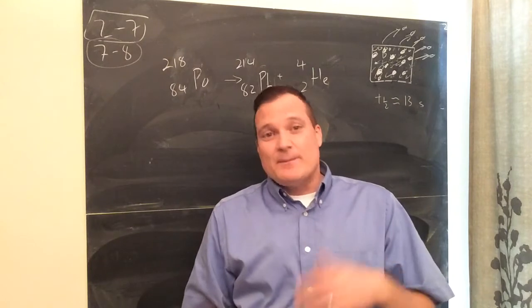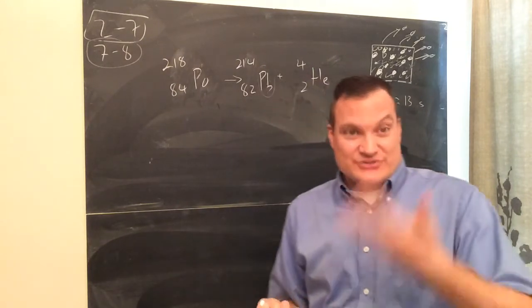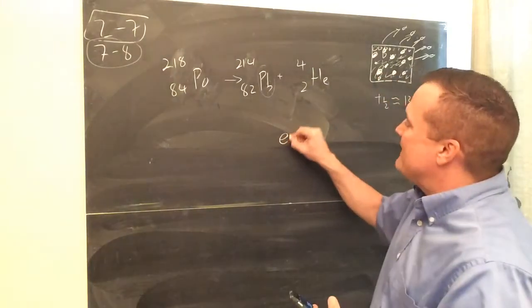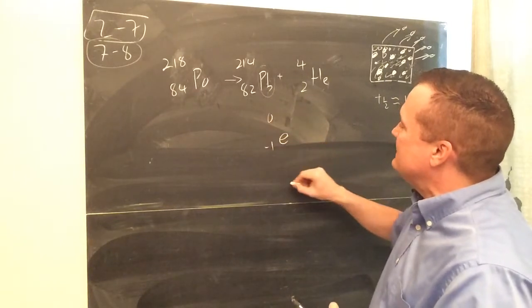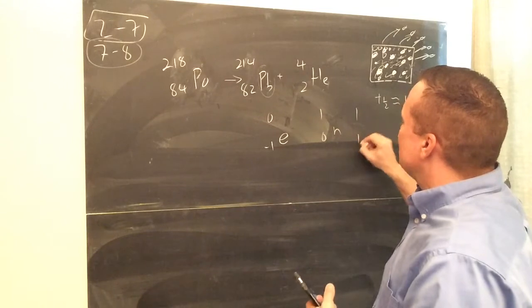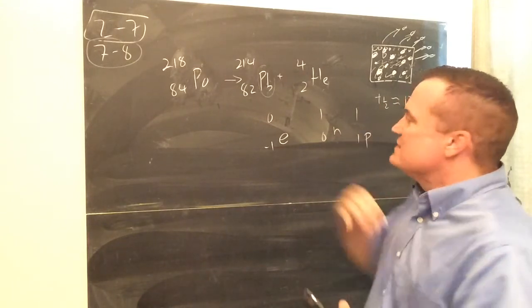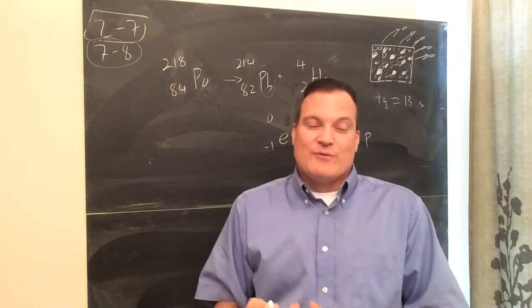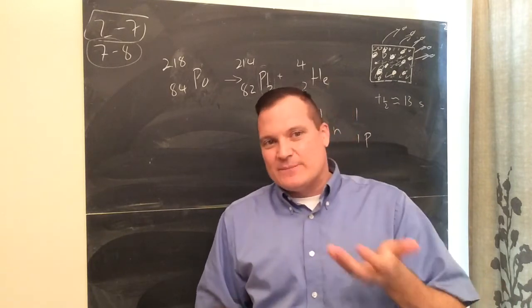Now, beta particles are like electrons. They can also come out, and they have the formula 0, -1e. Neutrons can come out also. Protons can come out. Their symbol is 1/1n. So all these different things can come out, radioactivity. And it does it until it becomes stable.